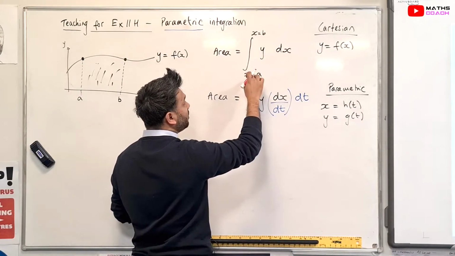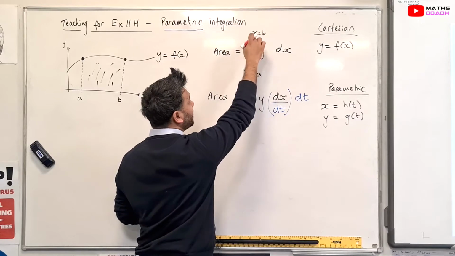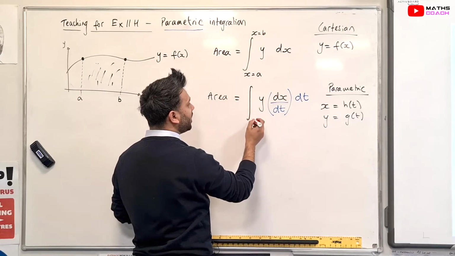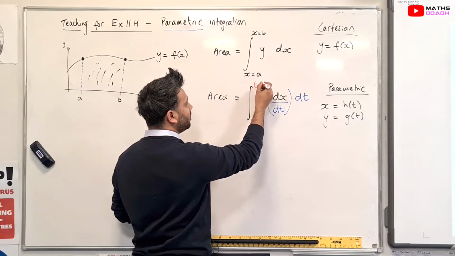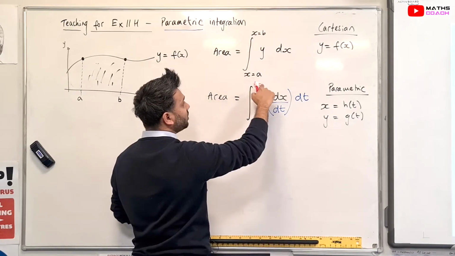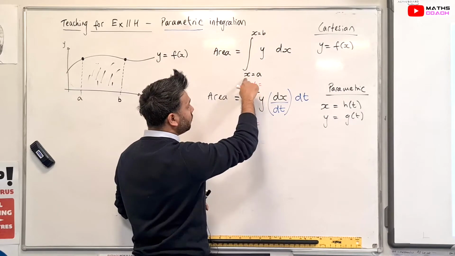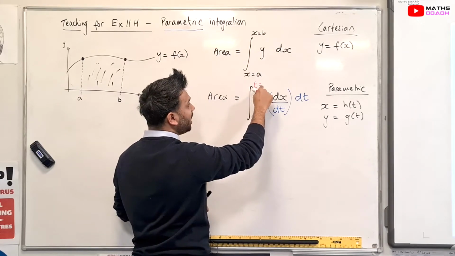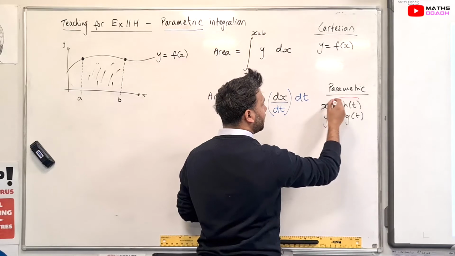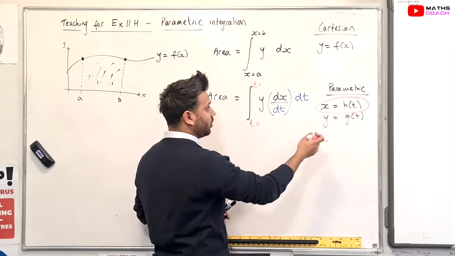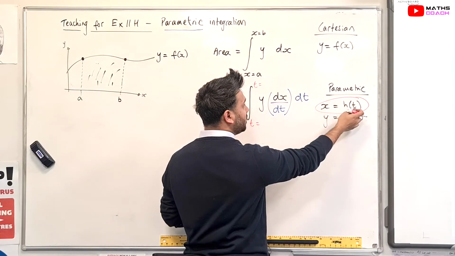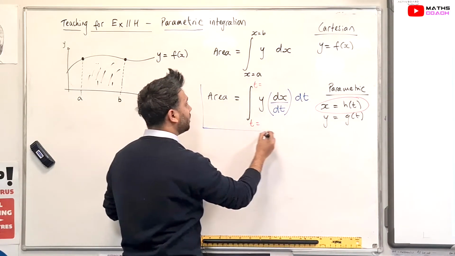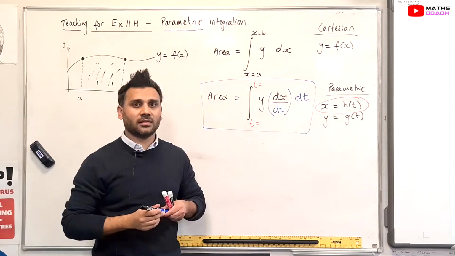Here we see that the limits are for the x values, x equals a and x equals b. But because we are now integrating with respect to t, we need to work out the corresponding value of t when x equals a and when x equals b. Whatever value of t you get from x equals a goes on the bottom, and whatever value of t we get when x equals b, we put on the top. To get these values, we look at how x is related to t. When x equals a, we can work out what t needs to be, and the same for x equals b, and those will be the change in your limits. So this is the formula we need to use for parametric integration.